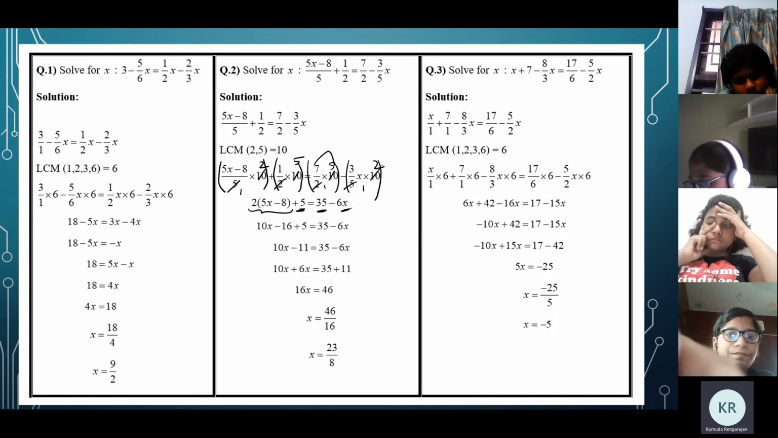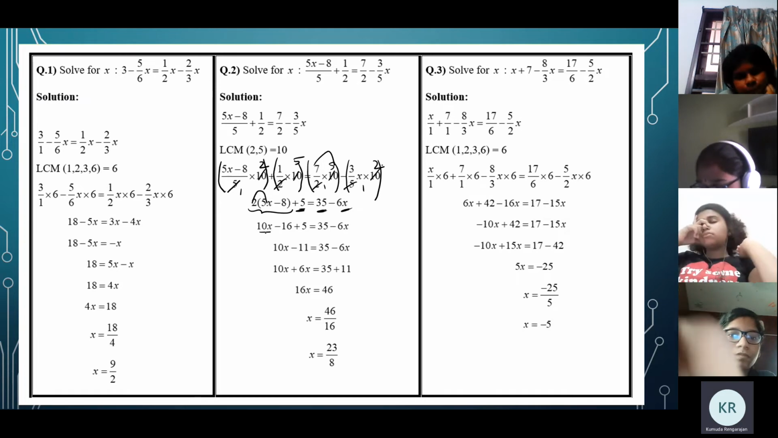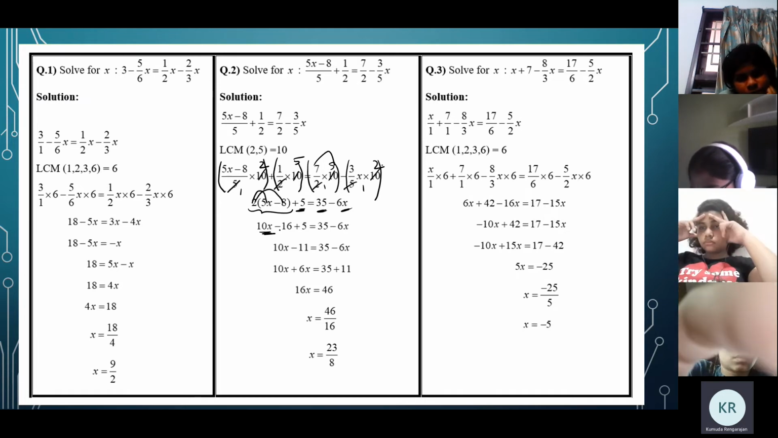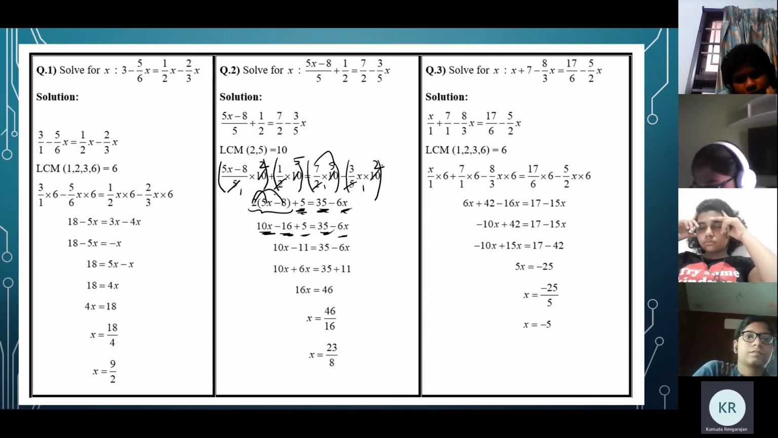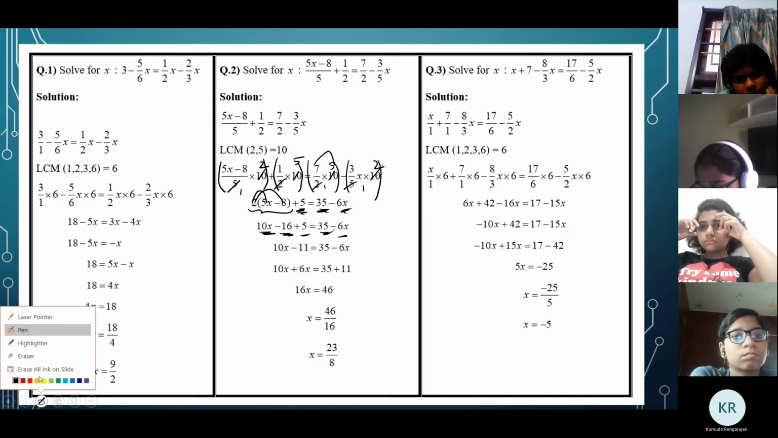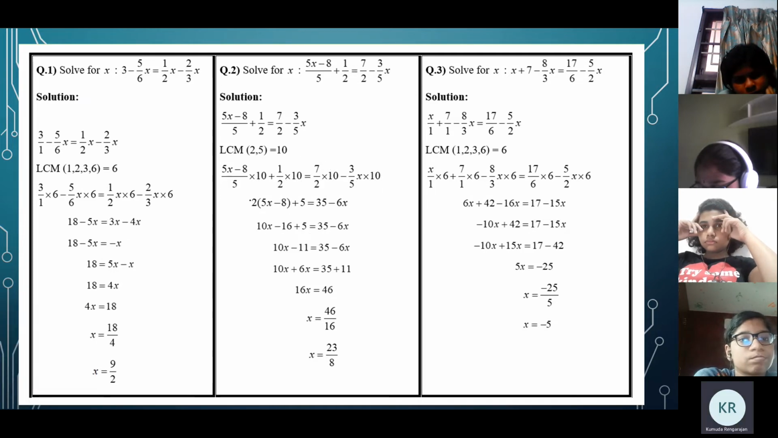Now open the bracket here. 2 into 5x is 10x. 2 into minus 8 is minus 16. Plus 5, 35 and minus 6x as it is. So in this step, we just open up the bracket: 2 into 5x, 2 into minus 8.